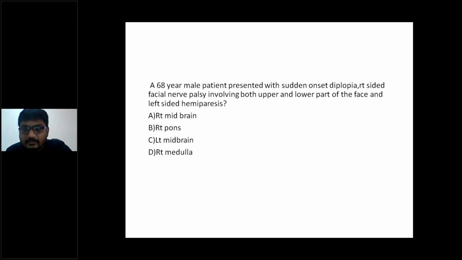Diplopia means 4th or 6th nerve. The 4th nerve is in the midbrain and the 6th nerve is in the pons. So we should rule out whether this diplopia is due to the 4th nerve or the 6th nerve. But there is also right side facial nerve palsy. The facial nerve means the 7th nerve, which means pons.